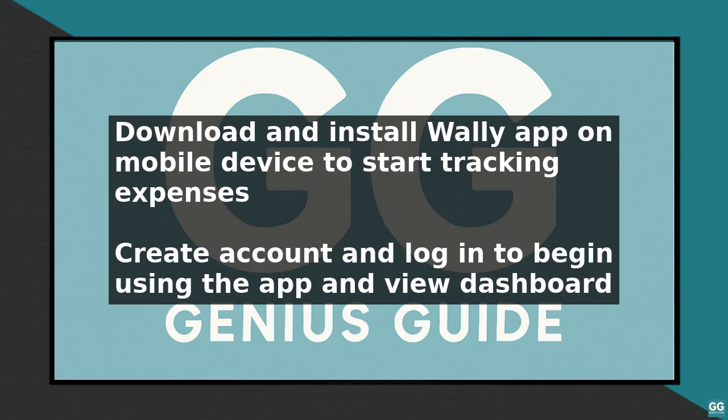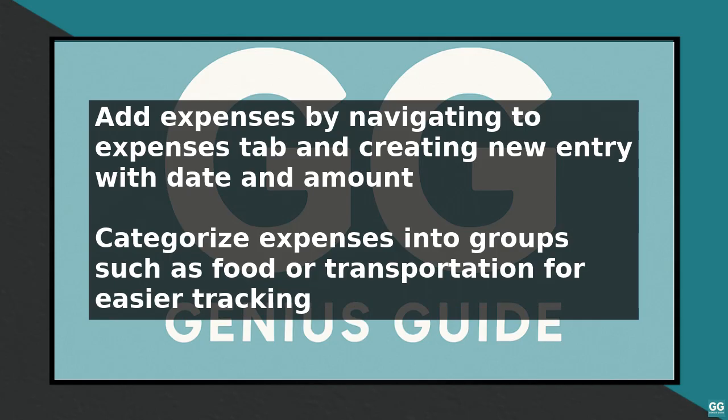To add an expense, navigate to the Expenses tab and click on the plus icon to create a new entry. Enter the date, amount, and category of the expense, such as food, transportation, or entertainment. You can also add a description and tag the expense for easier tracking.